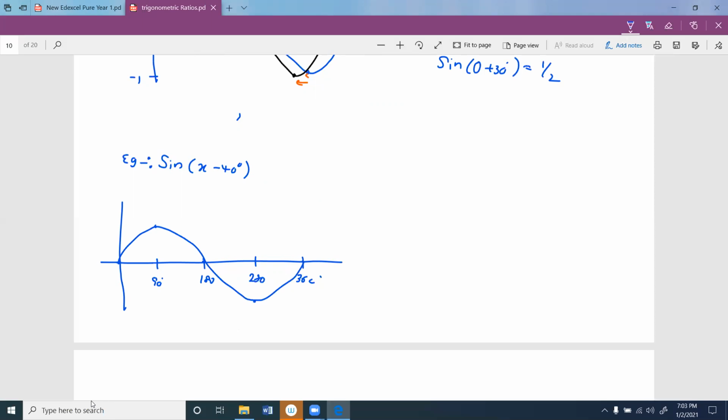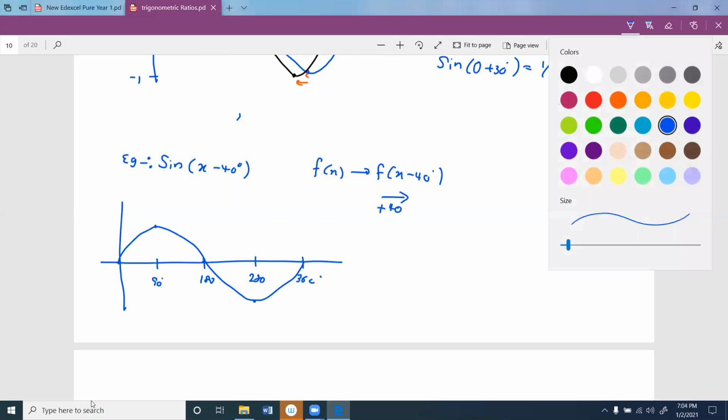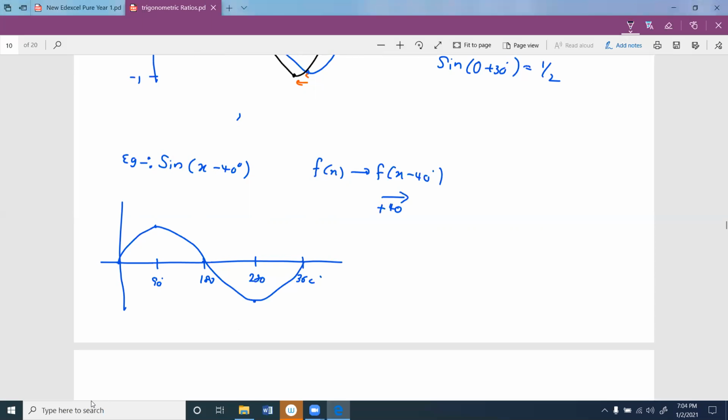Right. Then this is just like this kind of a transformation. This is f(x) turning into f(x) minus 40. What you can understand with it is that the graph is minus 40, meaning it's an operation on x. That means x is increased by 40 to the positive side. So the 0 point turns up to 40. It comes up to 40, so it's over here.